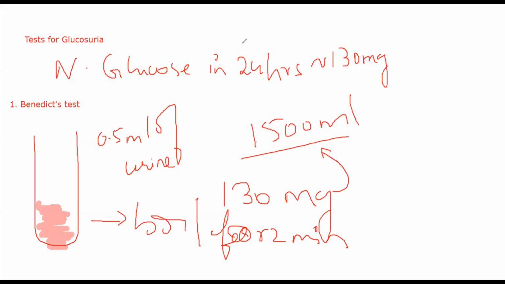Okay, then we have a quantitative test. Quantitative test में आप क्या करते हैं? So this was the qualitative test. Quantitative test for glucose, what you will do is you will take 25 ml of Benedict's reagent. This is a slightly different reagent. You will take quantitative Benedict's reagent, 25 ml of quantitative Benedict's reagent.